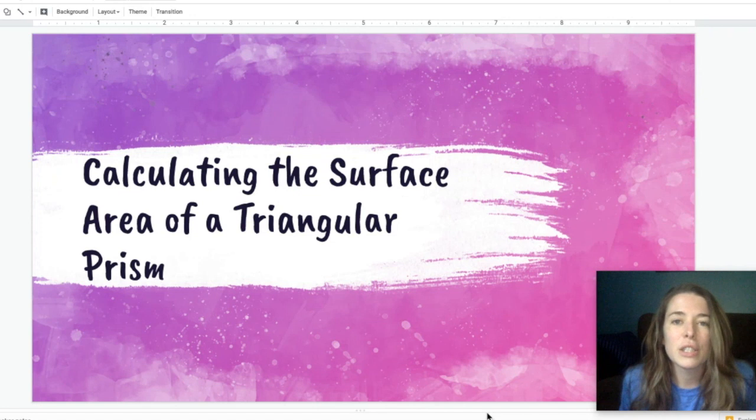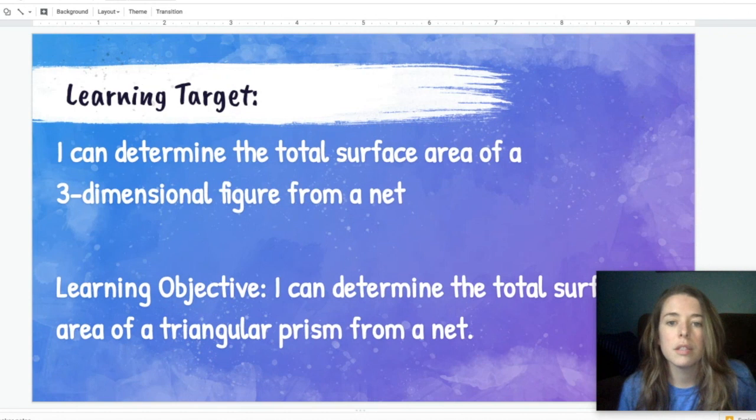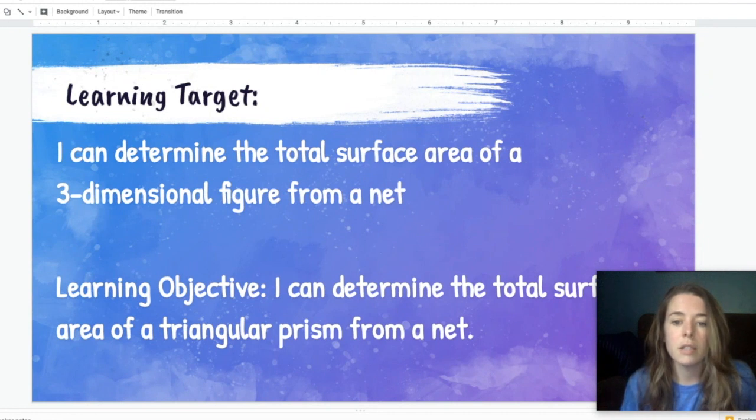Hi 607 and 608. We are going to look at calculating the surface area of a triangular prism. So our learning target is I can determine the total surface area of a three-dimensional figure from a net. And the objective today is I can determine the total surface area of a triangular prism from a net.